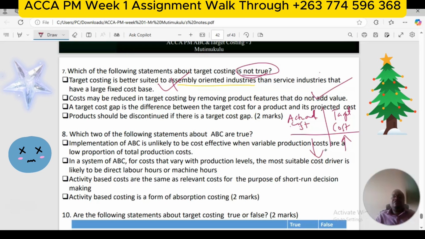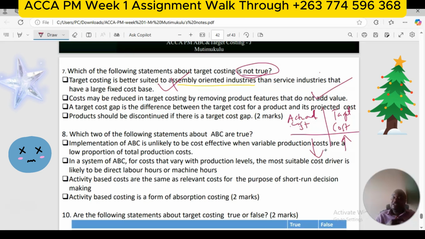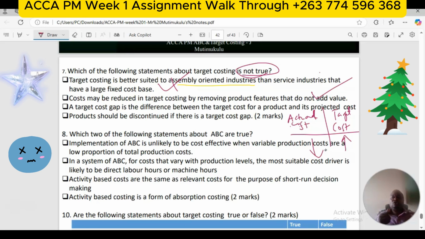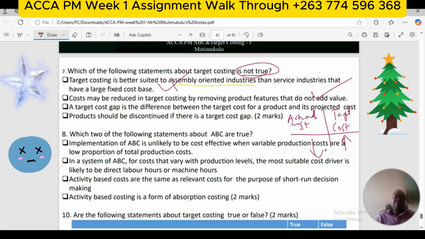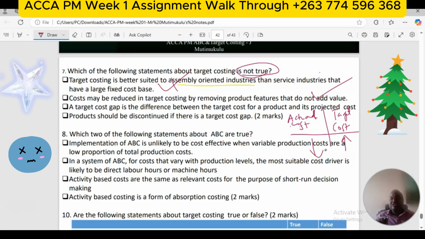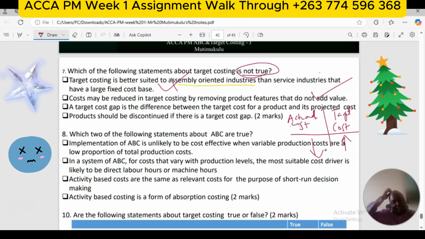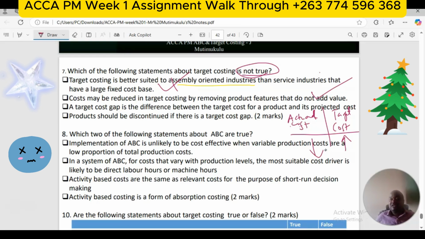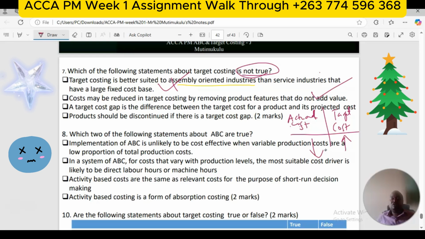But if the actual cost is greater than the target cost, then a cost gap will result. Okay, a cost gap will result, which needs to be reduced to bring it back to the target cost. So the statement is saying costs may be reduced in target costing by removing product features that do not add value. All right. Fine, I'd actually gone astray. I'm sorry for that.